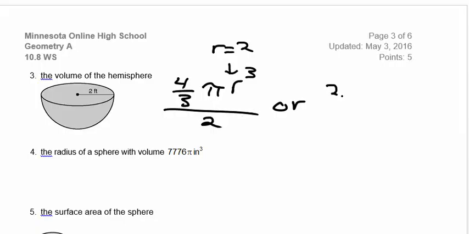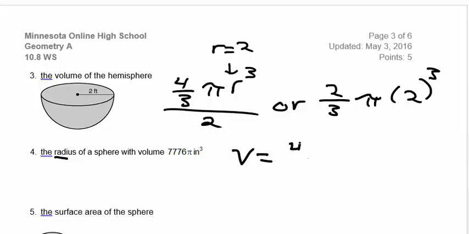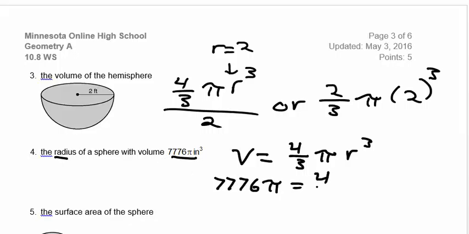Or you could just start out by doing 2/3 pi, I'll put in the 2, and then go from there. Now number 4 is one that a lot of people had some trouble with because it's asking you to find the radius. So you would put in volume equals, I'm writing down the formula, and this time they're giving me the volume. So that will go over here. I don't know r, I'm trying to find r.